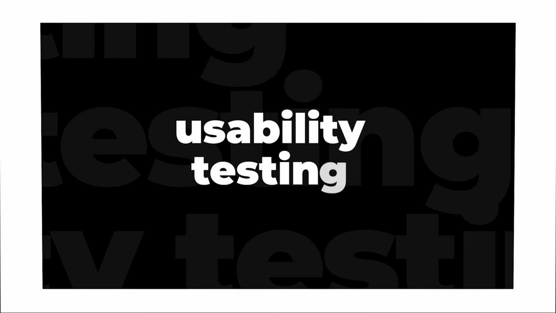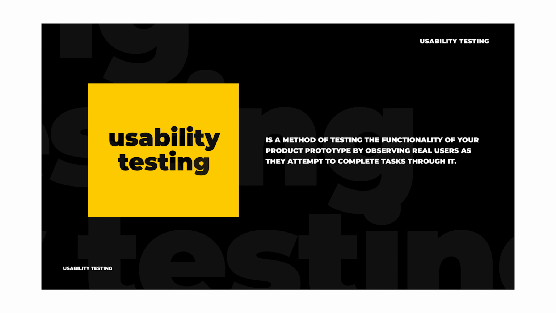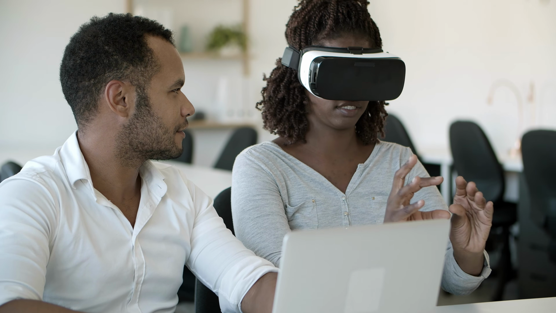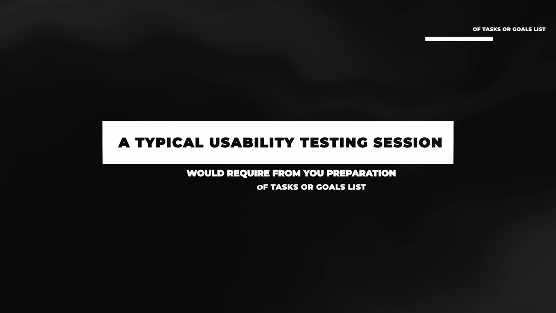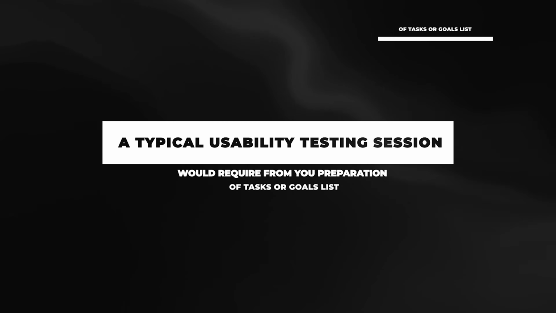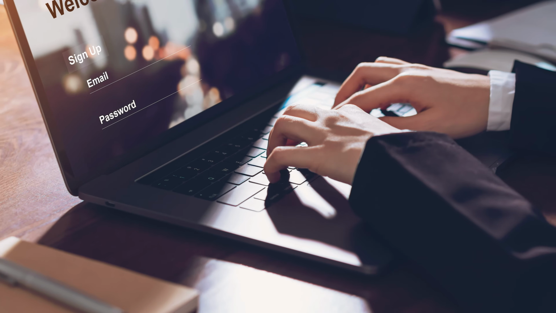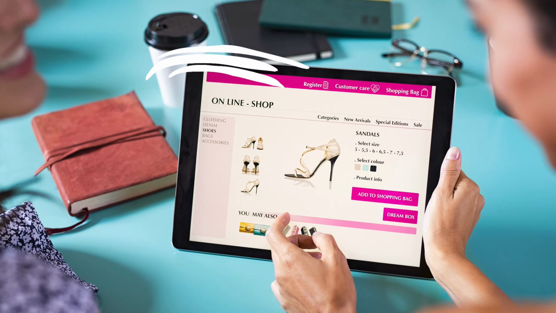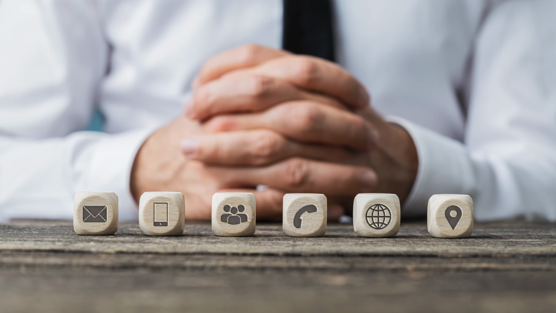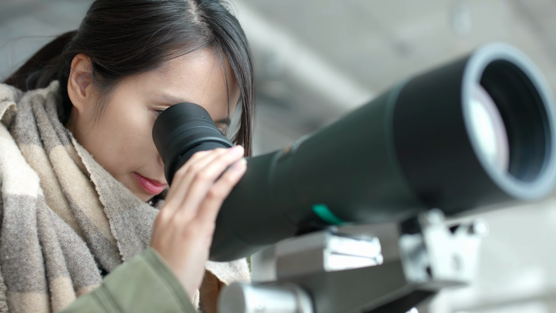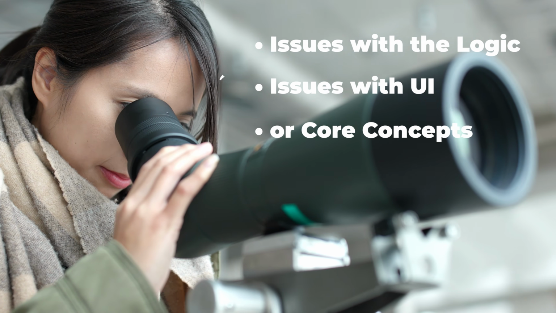As I already explained in my previous videos, usability testing is a method of testing the functionality of your product prototype by observing real users as they attempt to complete tasks through it. A typical usability testing session would require from you preparation of a tasks or goals list, which testers would need to perform through the prototype. An example of such a task can be creation of an account, purchase of an item, or whatever else your product offers to its users. During testers' interactions with the prototype, you need to observe them thoroughly, which allows you to spot any blockers and issues with the logic, interface, or core concepts.